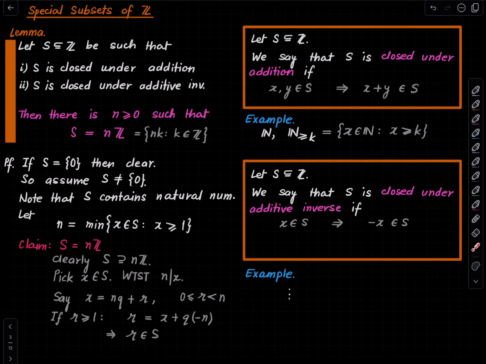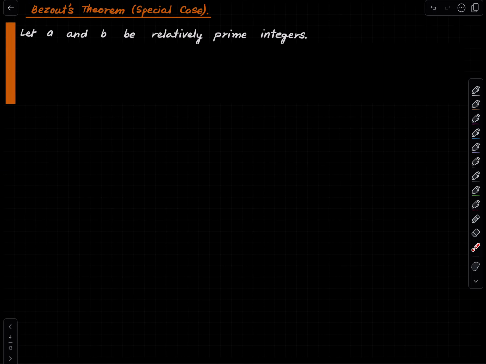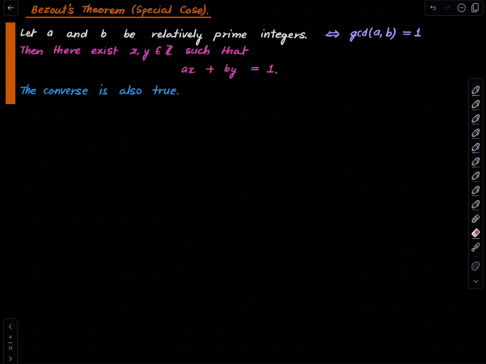Okay, and now we can go to stating and proving Bezout's theorem. So first we will prove a special case, which is really the main case. So suppose A and B are relatively prime, which is to say that their GCD is 1. Alright. What do we want to show? We want to show that there exist integers x and y such that this equation holds. Okay, and the converse is also true in the sense that if this equation holds for some x and y, then GCD of A and B is 1. That I leave as an exercise.